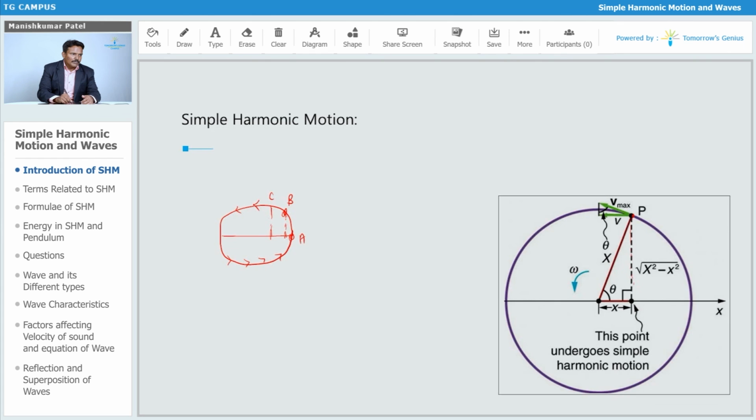Then for C, take the projection, and again for D. So the projection moves from A to D, then D to E, then E to D and D to A. This is how it moves along this axis. When it is performing this circular motion, after taking its projection on this axis, you will find that it is nothing but simple harmonic motion along this axis. That is again the to and fro motion. That's why we call it simple harmonic motion.